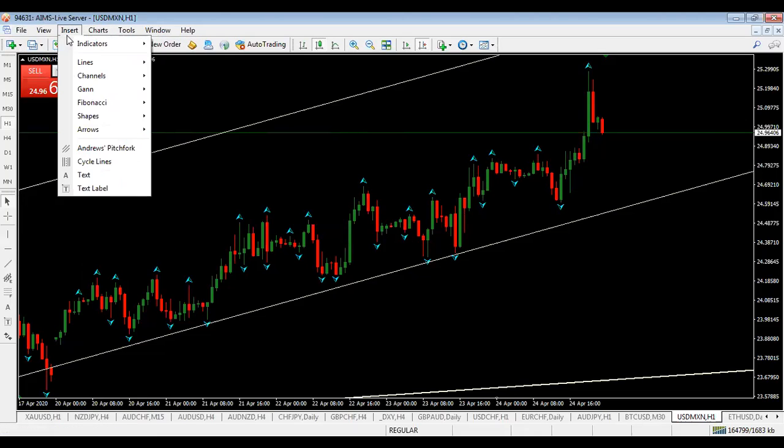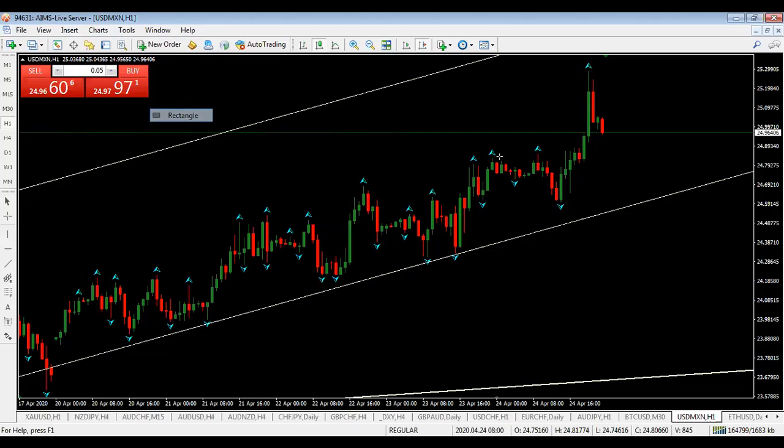Let's go see a structure here that we can identify. Once price makes a move into the structure, we have to observe what kind of price action we're going to have on the structure here. That's for the USD Mexican peso.